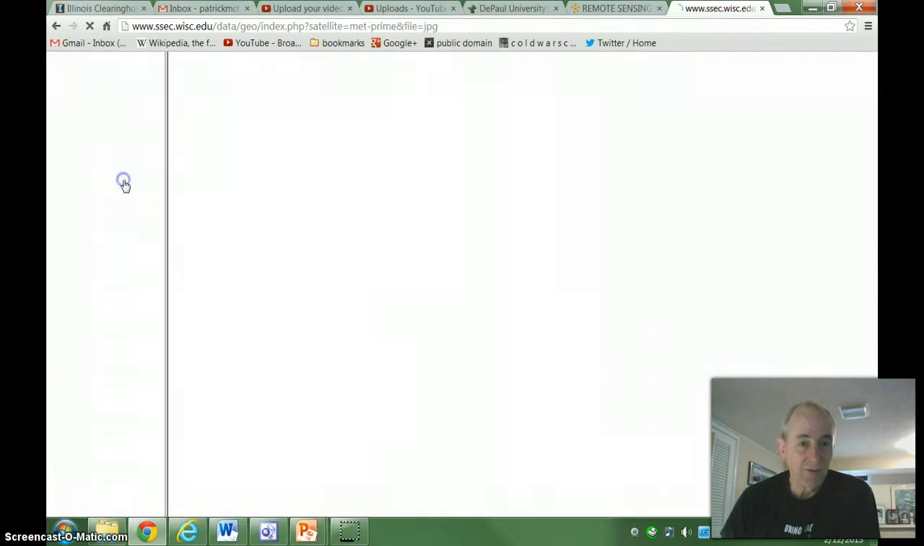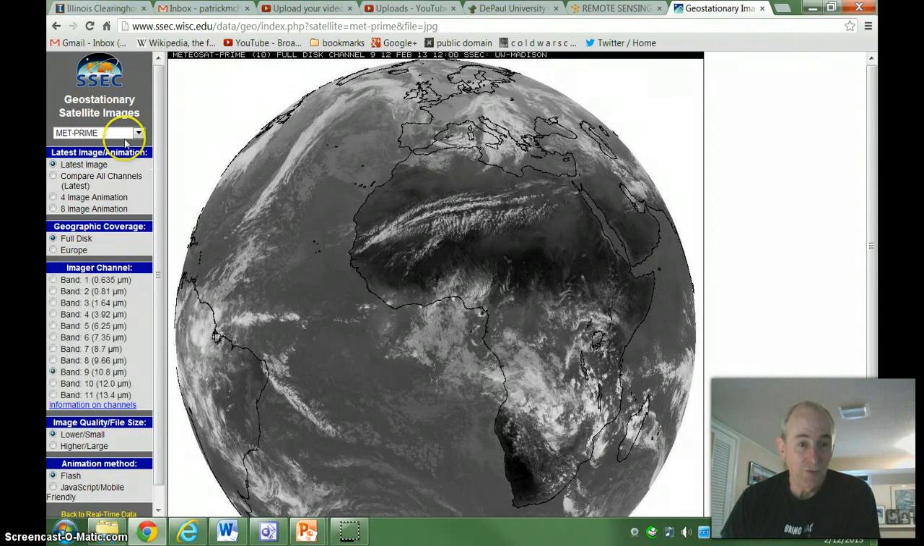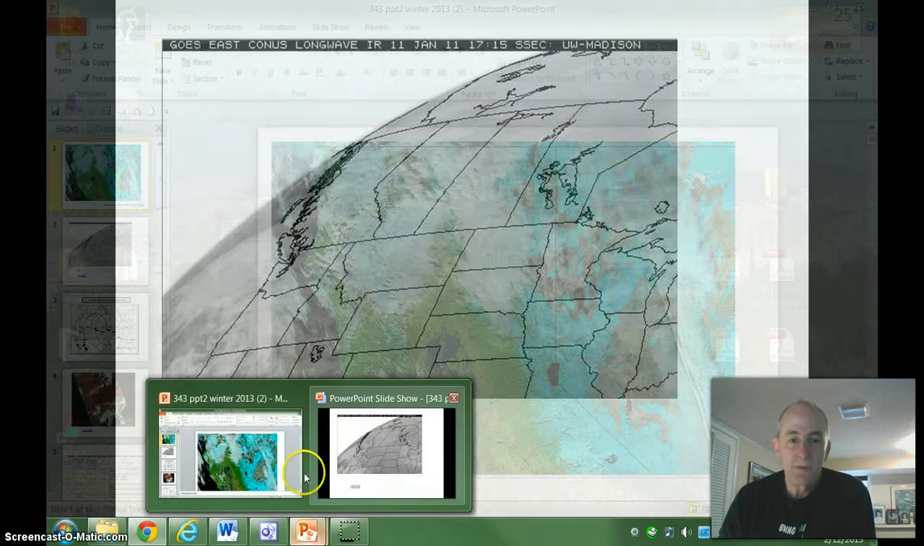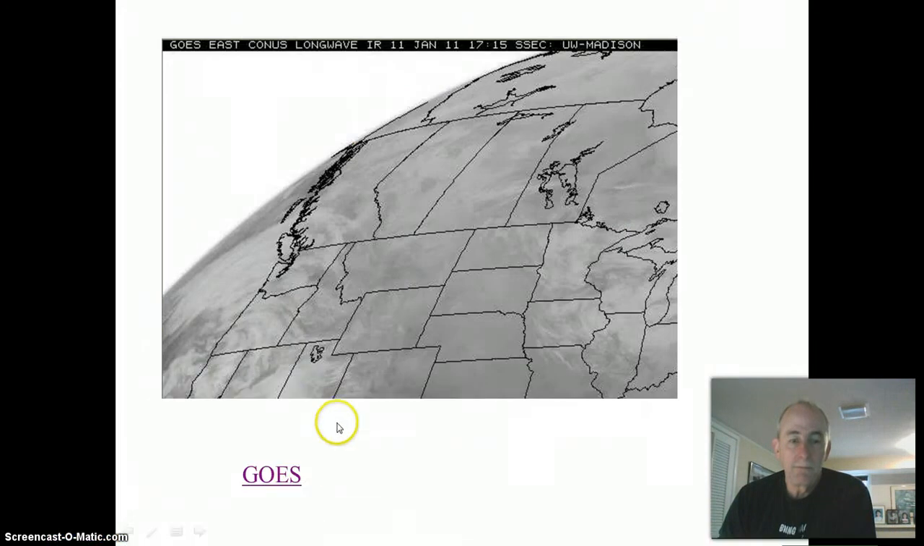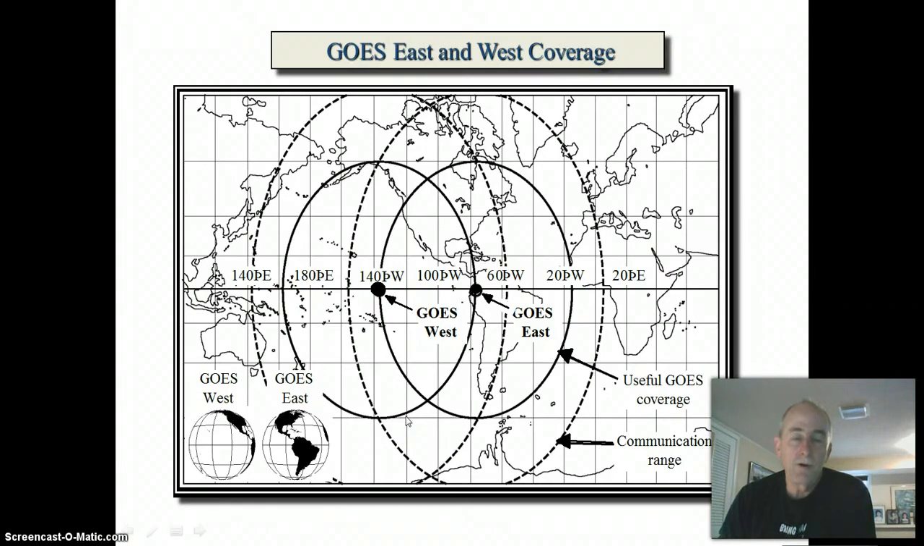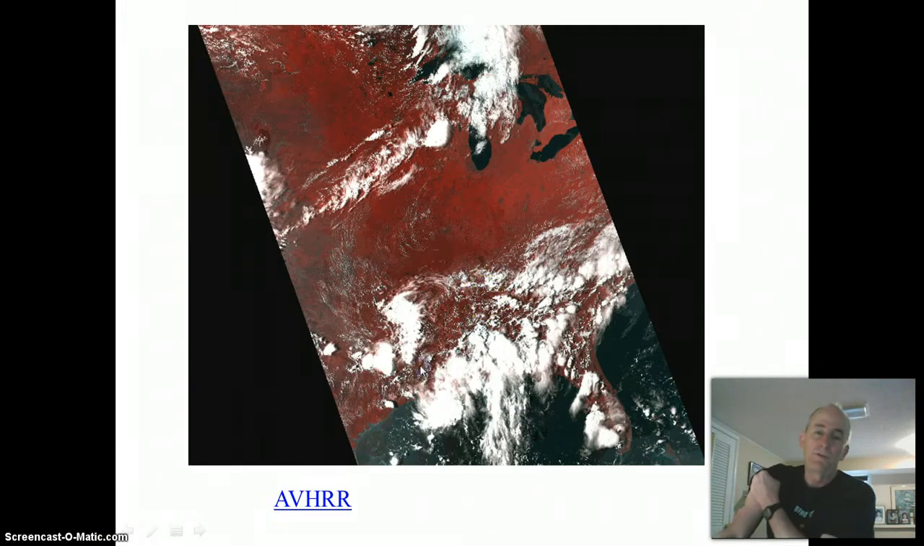And there are a couple that are focused. Here's another one, the Met Prime, that's focused on Africa. Again, just an unbelievable amount of stuff here. Here, look at the imager channels that are available here. So just great stuff. Here is the coverage of a couple of the GOES satellites, and then the AVHRR, Advanced Very High Resolution Radiometer.